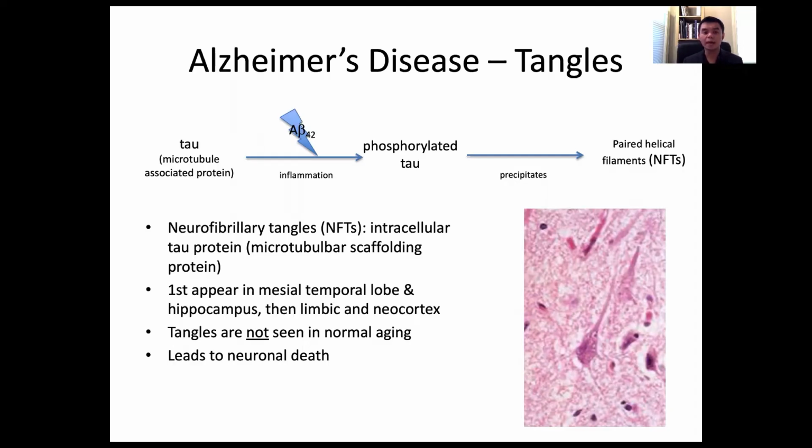And what we think happens is that A beta 42 protein that we were talking about before causes some inflammation, causes this tau to become phosphorylated, leading it to precipitate and bundle into these paired helical filaments. And then as a result, they wind up here as these neurofibrillary tangles. And it's thought that these fibrillary tangles are toxic and lead to neuronal death.